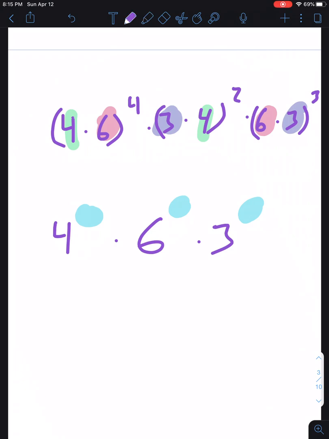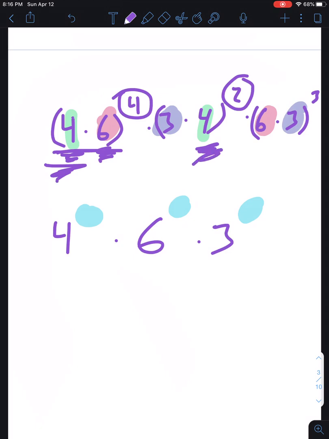But you know how I say, when in doubt, write it out? This is like saying we've got four 4s and 4 6s right here. Okay? So where else do we see a 4? There's a 4 here, and we've got 2 of them right there. So if we add those, we've got 4 4s here, and we've got 2 4s here. So that means in total, we're going to have 6 4s, because 4 plus 2 is 6. Those exponents, remember, tell us how many of those numbers there are.